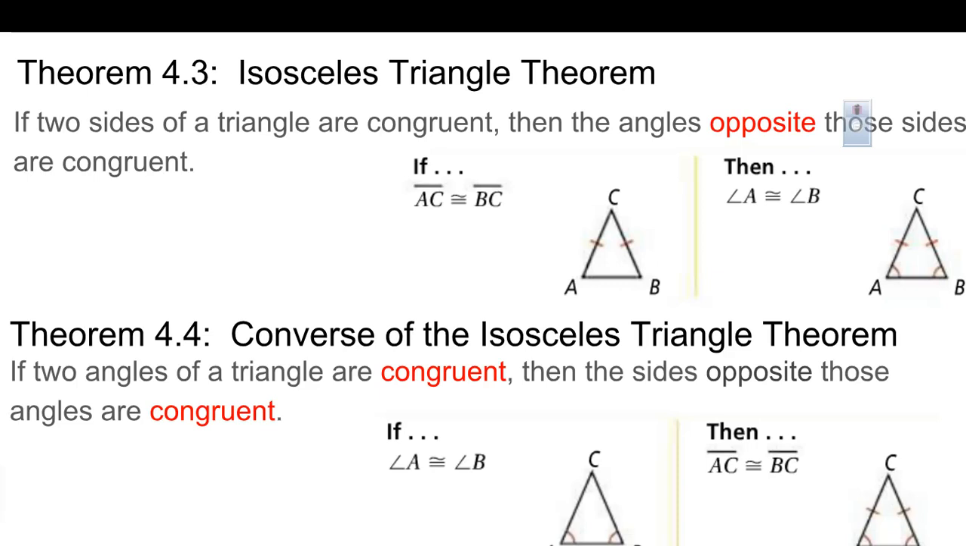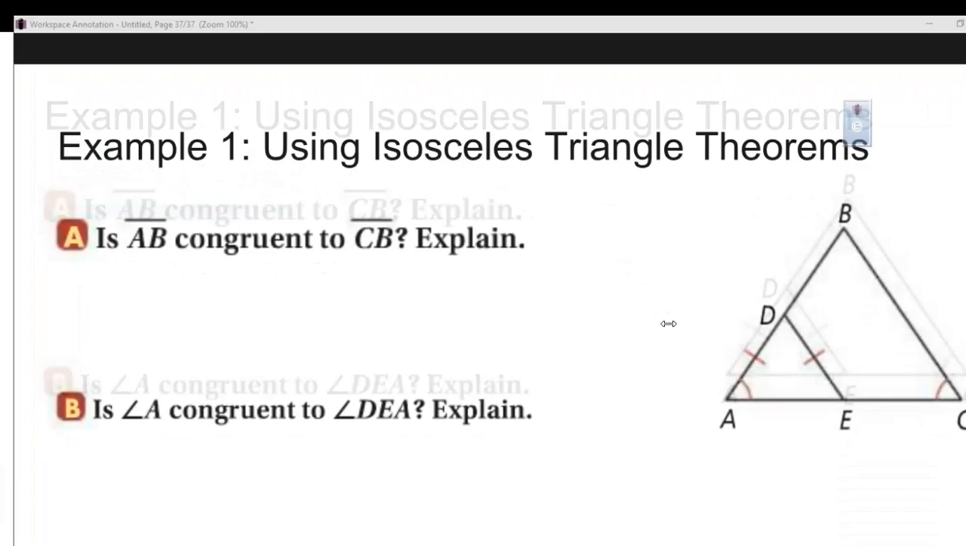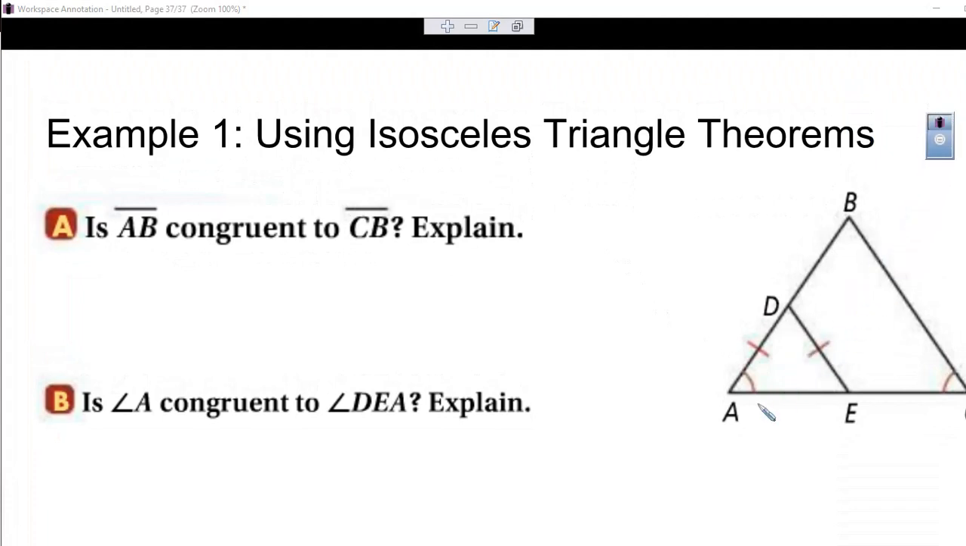Now, let's take a look at this. In example 1, part A, is AB congruent to CB? As we look at our figure, we have to check to see what we know. I've got two congruent angles, and I don't know anything about the sides AB and BC, nothing's marked on there, but because I have two congruent angles, that is enough to determine that these sides are also congruent. So is AB congruent to CB? The answer is yes. And how do we know it? Well, this goes back to the converse of the isosceles triangle theorem.